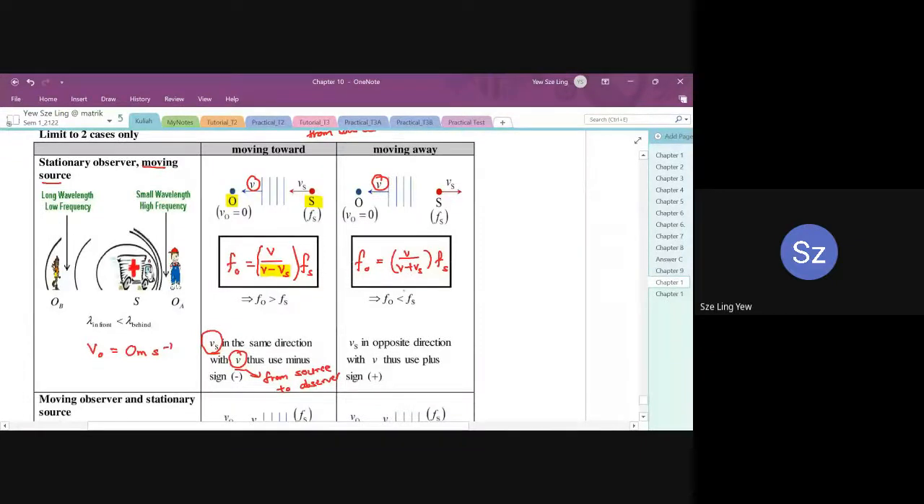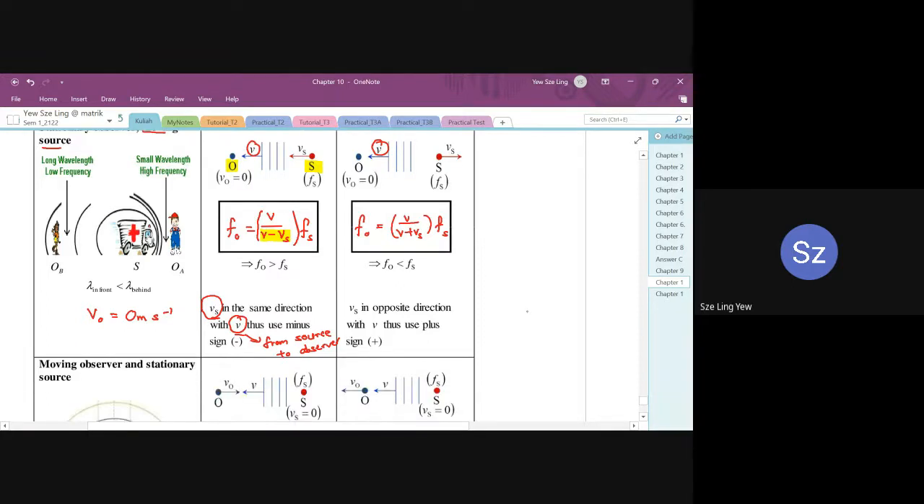By using a plus sign, it will give you Fs greater than Fo, which makes sense because now your source is moving away. So the pitch that you receive is of course reducing, because the object is getting further away from you. So the frequency is decreased: the observed frequency is less than the actual frequency. Vs and V are in opposite directions, which is why you use the plus sign in your equation.